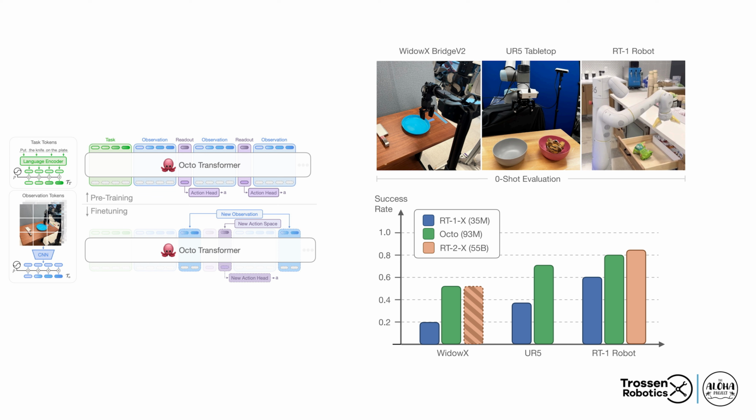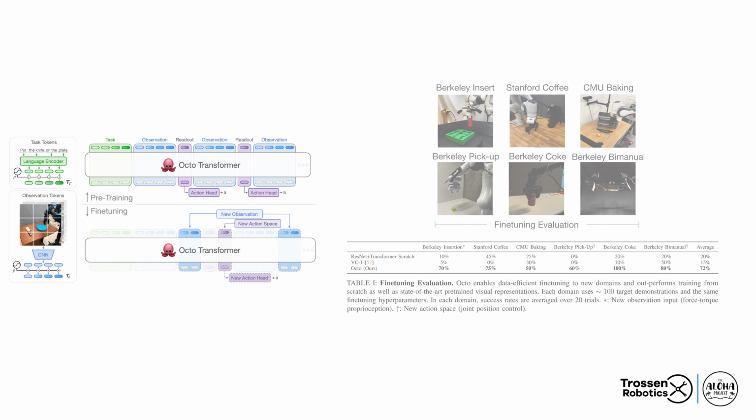These tasks involve challenges such as object manipulation, environmental changes, and varying object positions, showcasing Octo's ability to generalize across various novel scenarios. In fine-tuning experiments, Octo efficiently adapted to new tasks and environments with minimal data, often requiring only around 100 target demonstrations. The model excelled in complex tasks, including precise manipulation and bimanual coordination, consistently outperforming models trained from scratch and other state-of-the-art approaches.